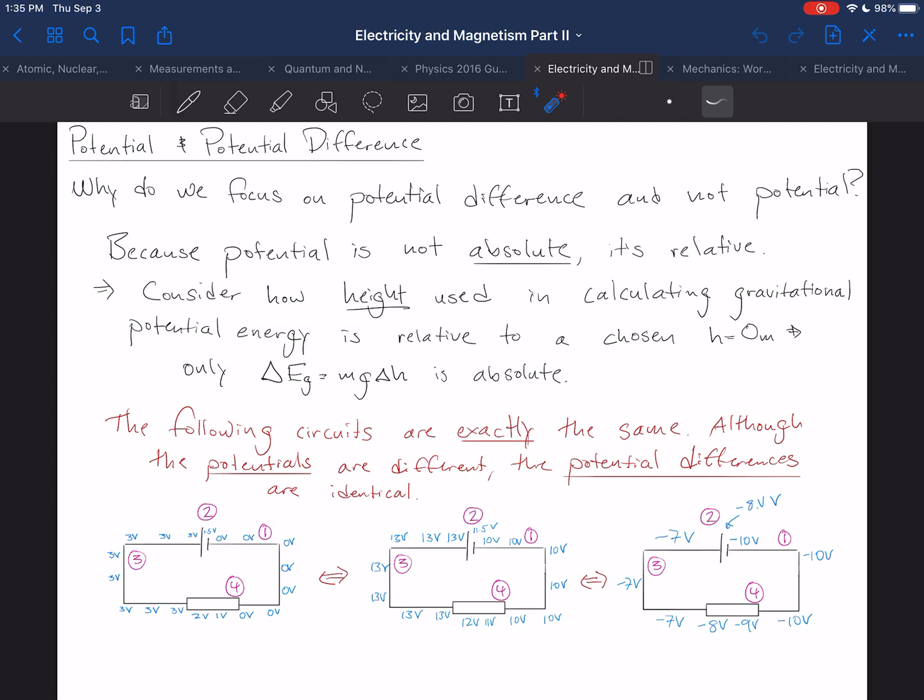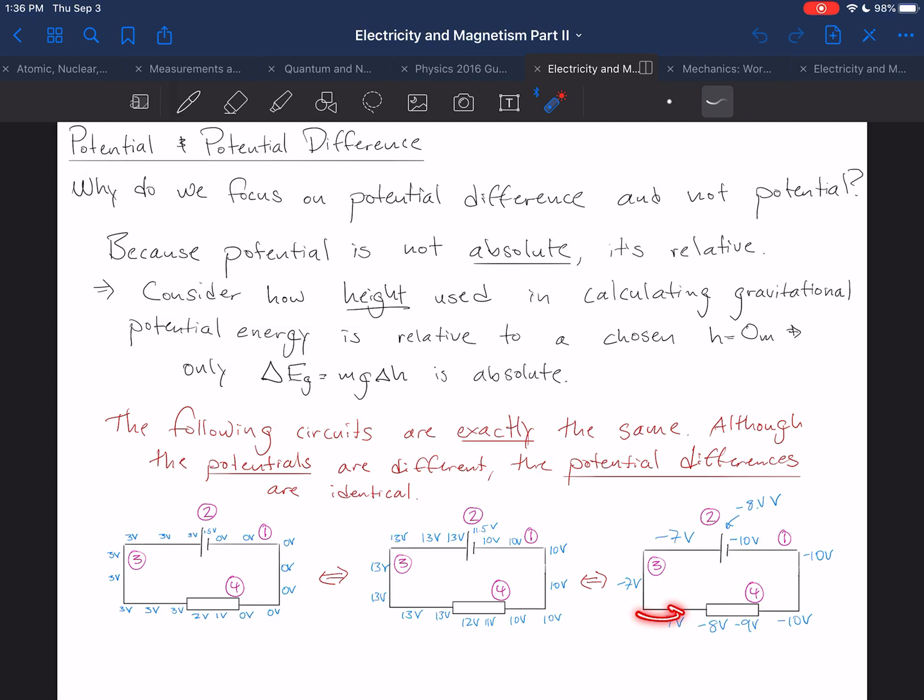Notice that this is true for negative values of potential too. So just like height, you can use a negative value of the potential anywhere you want. So if we have a negative 10 volt potential right here, then across that gap, across the EMF, you would have a negative 7 volt potential because it's 3 volts higher. Notice that this has not been written very well. That should be negative 8.5 volts.